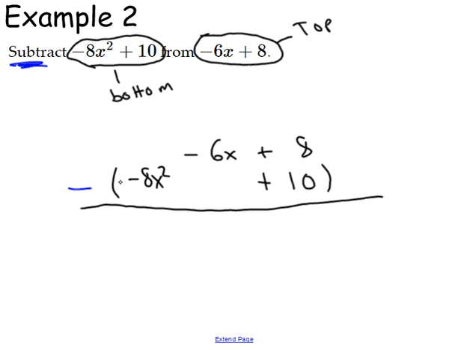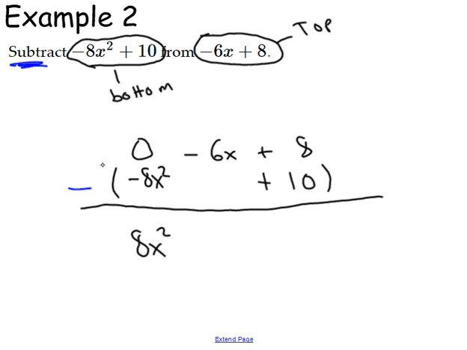This subtraction sign applies to everything inside the parentheses. So let's begin our subtraction. There's nothing up here to subtract negative 8x squared. So I can put a 0 here. So it's like saying 0 subtract negative 8x squared. Whenever you subtract a negative, it's an addition problem. So it's like saying 0 plus 8x squared. So you're going to get 8x squared.